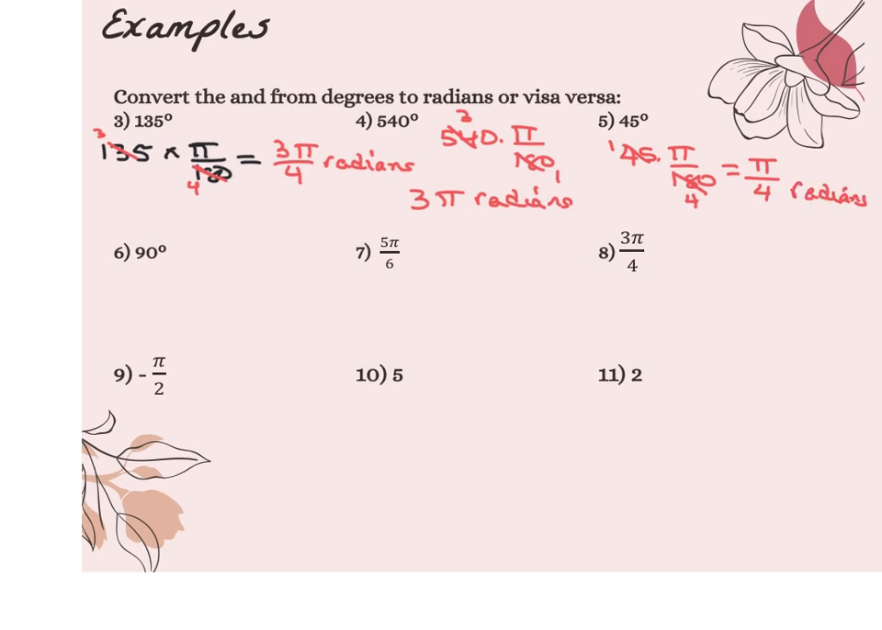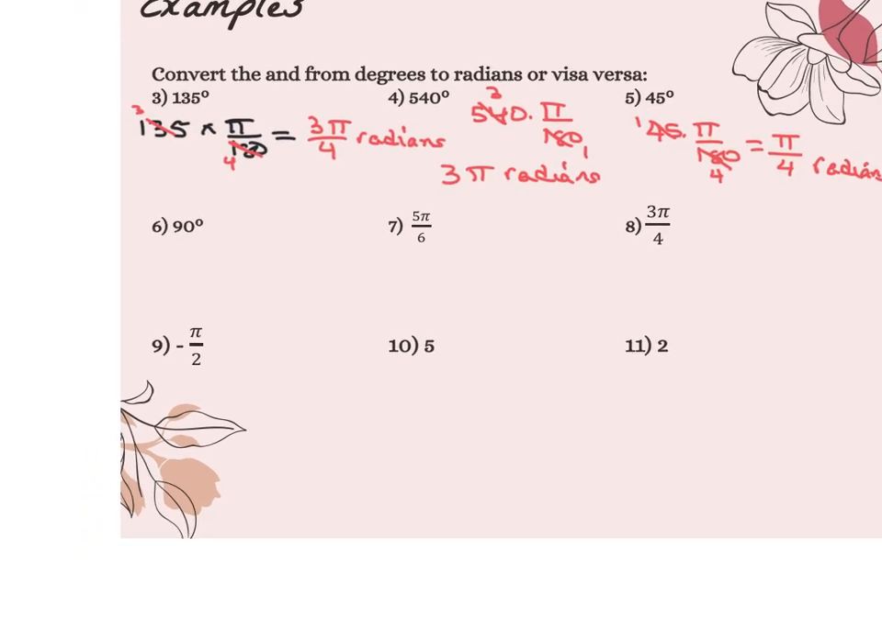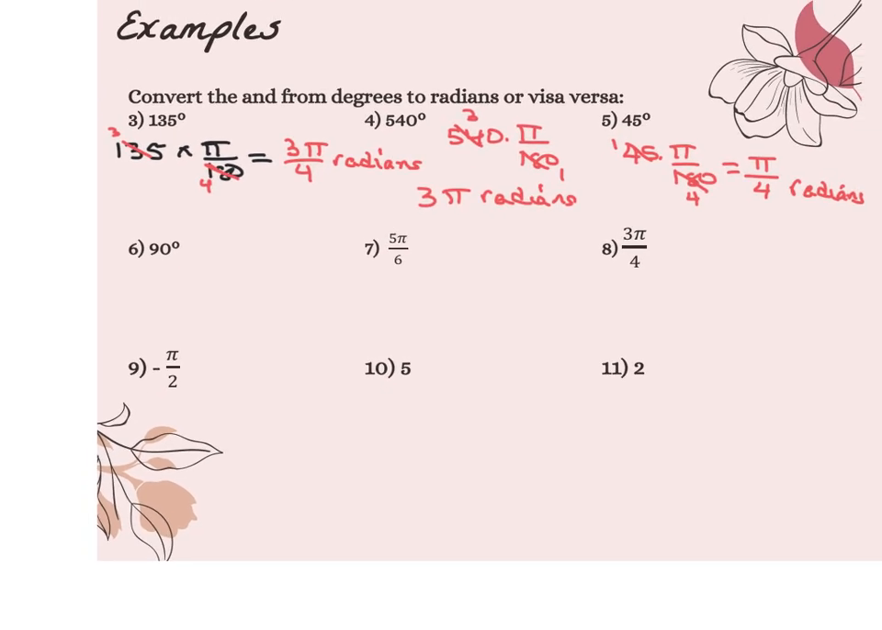One more conversion from degrees to radians, then we're going to go the other way. 90 degrees, and this is one that you should be familiar with. 90 times pi over 180. And then 90 goes into 180 twice. 90 into 90 once. Pi over 2 radians. Now we're going to convert the other way. 7 through 11, these are all given in radians. So let's test it out.